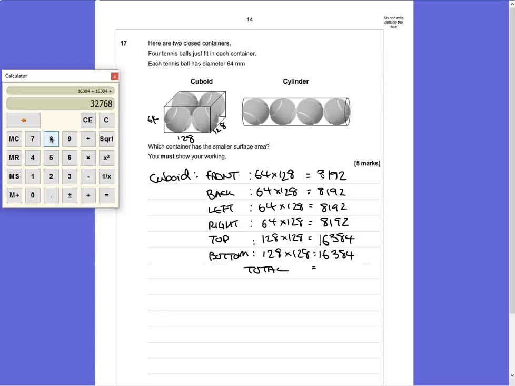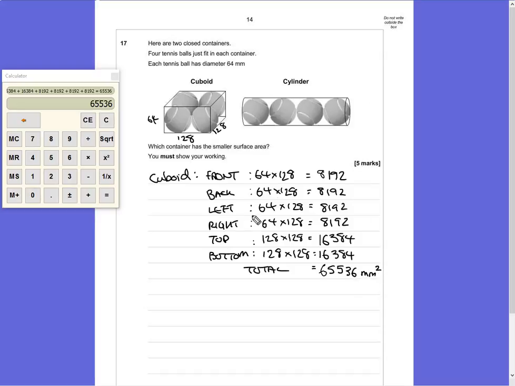Add 8192, add 8192, add 8192, add 8192. So we've added each of the 6 faces together to give us 65,536 millimeters squared.